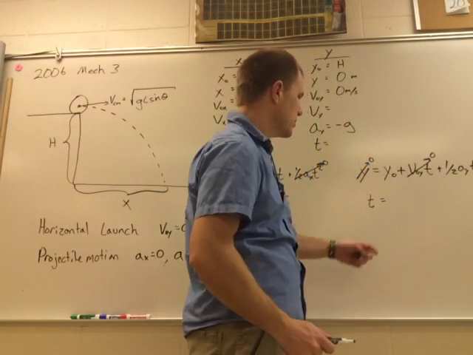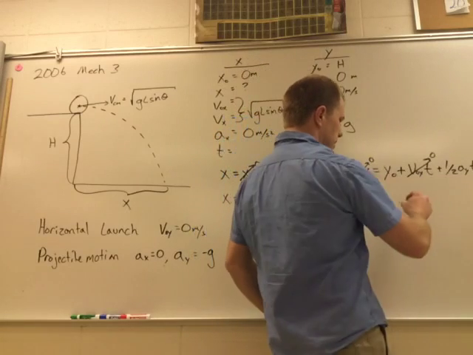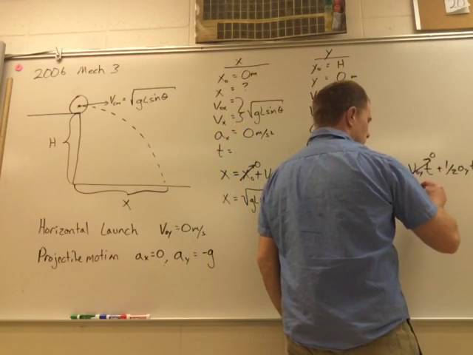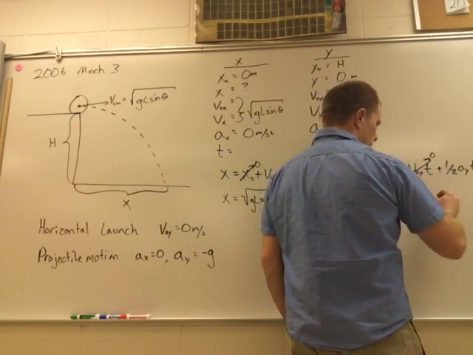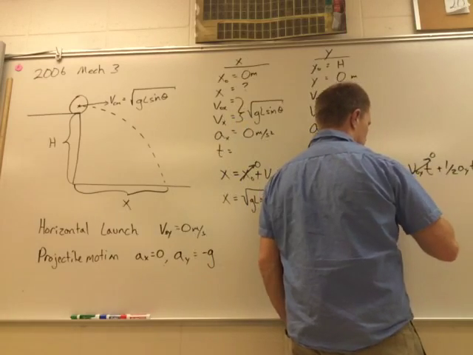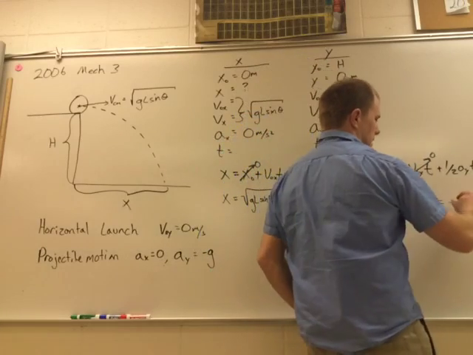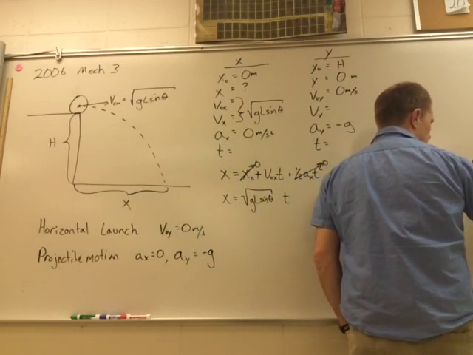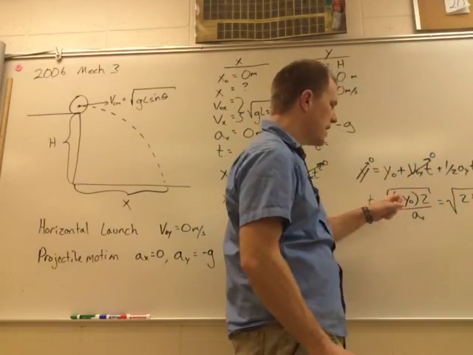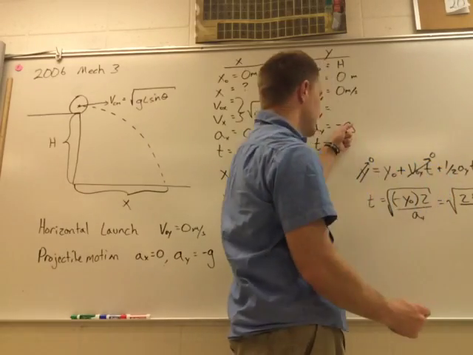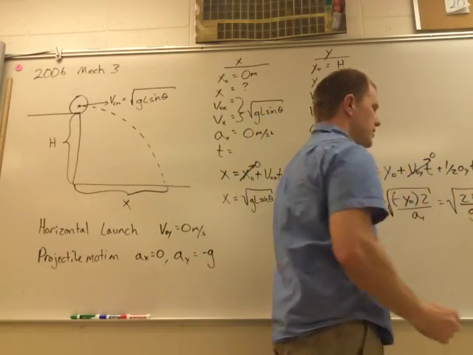So we got t is equal to, we're going to move this y naught over, so we have negative y naught times 2 divided by a y, square root. Now if we plug in our variables here, this is actually the square root of 2 times the height. And the negative sign is going to cross out with the negative sign on the g. And so there's our time.